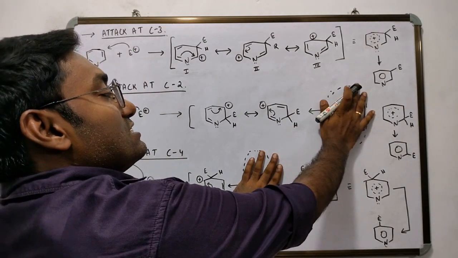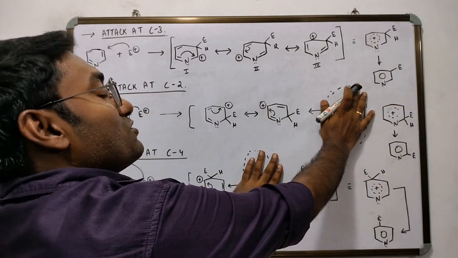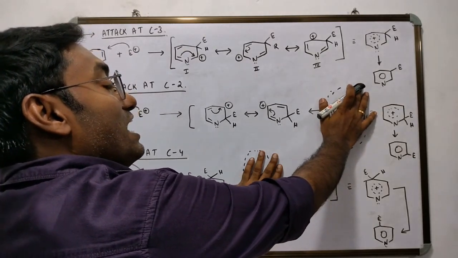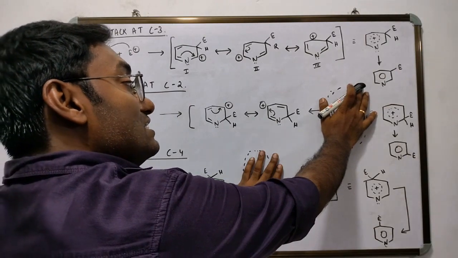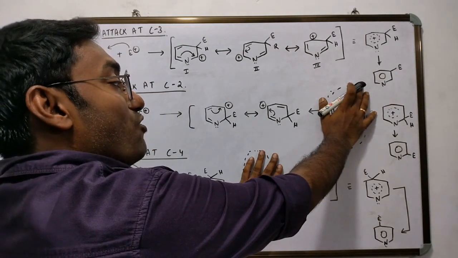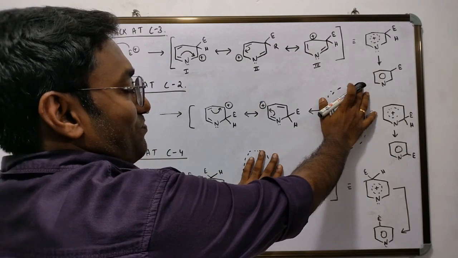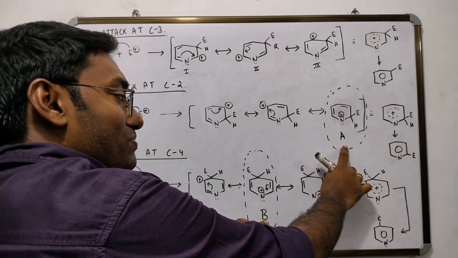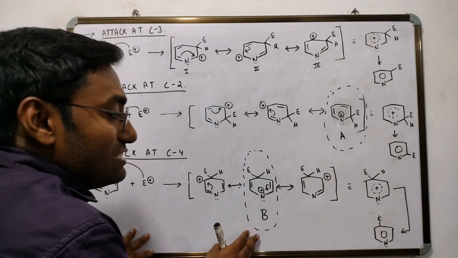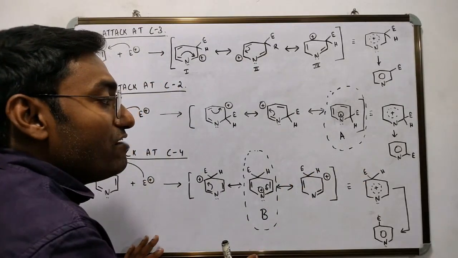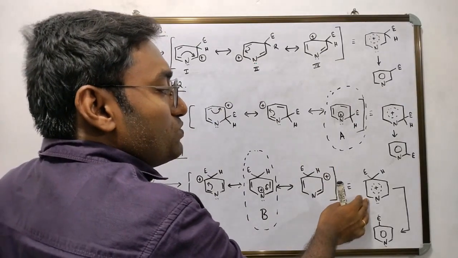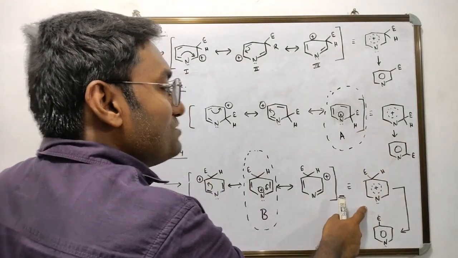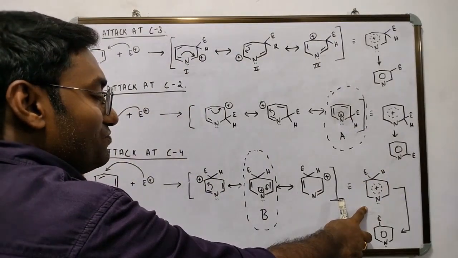If you look at other structures, all other structures have 8 electrons in their valence shell. The nitrogen has 8 electrons in its valence shell, and thus the nitrogen has achieved the inert configuration of neon in these structures. That is not the case with structure A and structure B. It is for this reason that structure A and structure B have minimum contribution towards the resonance hybrid structure of the intermediate cation forms for attack at C2 and C4.